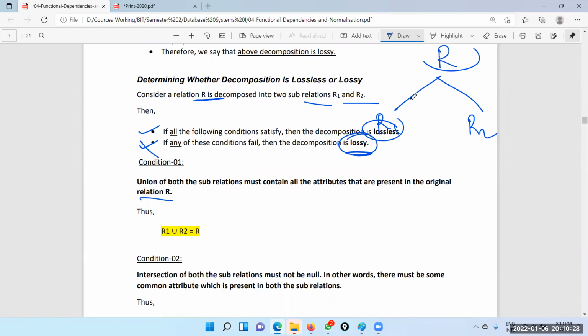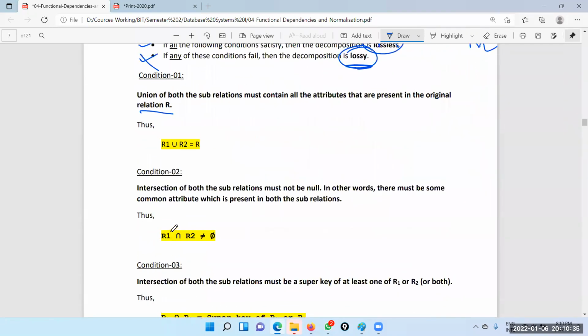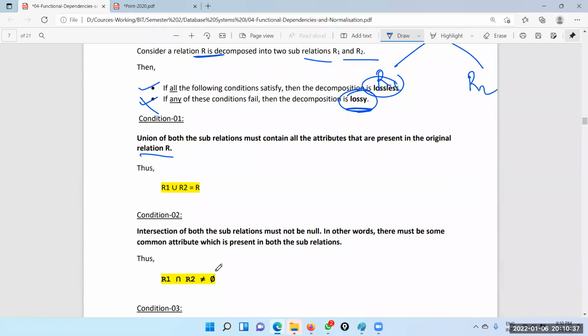Second condition. Not only does the first have to be satisfied, the second one must also be satisfied. The second condition says R1 intersection R2 is not equal to the empty set. That means there must be at least one attribute which is common in both R1 and R2.